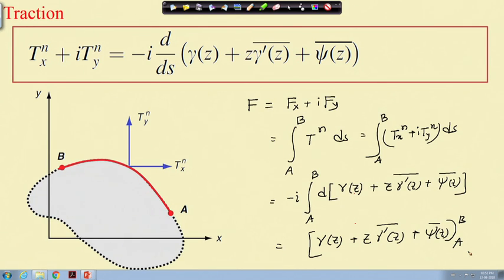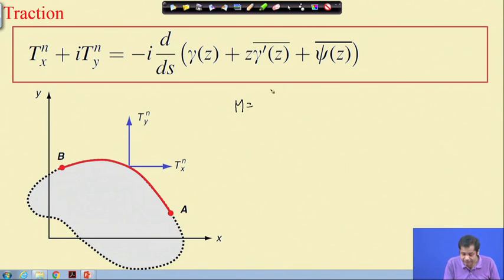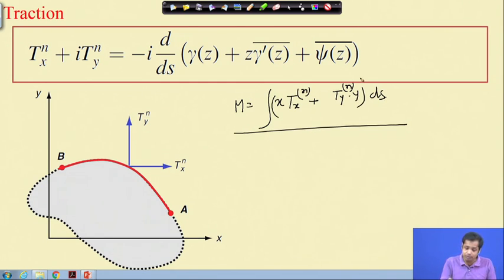Similarly, sometimes you can have boundary conditions given in terms of, say, moments. In that case, how do we write those boundary conditions? Suppose the moment is equal to the force multiplied by the distance. So, the integration of T_x, which is this x into T_x, plus y into T_y, which is n into y, integrated over ds. If you substitute this, you get the corresponding expression for the moment, right.